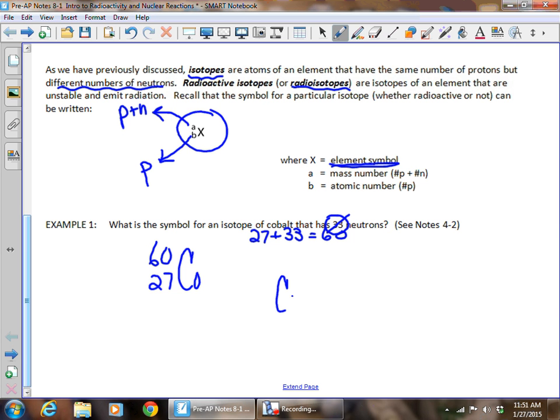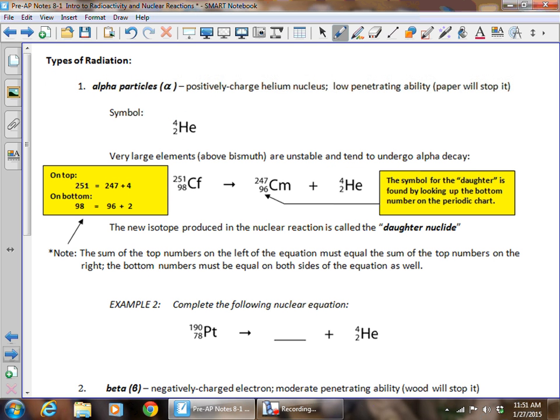Also remember that we can write the name of this isotope by simply writing cobalt and putting that top number, that mass number, at the end. So cobalt-60 is the name of this isotope. So what kinds of radiation do we have? There are all different kinds, and we'll learn more of them if you take AP, but we're going to emphasize three different types of radiation right now.